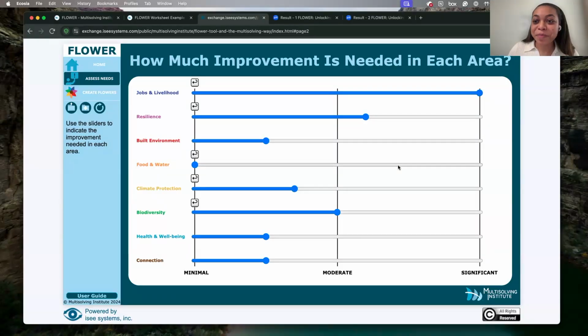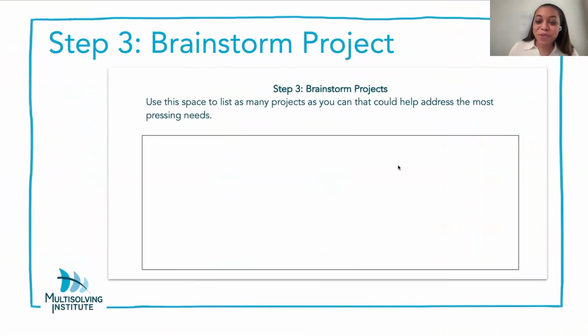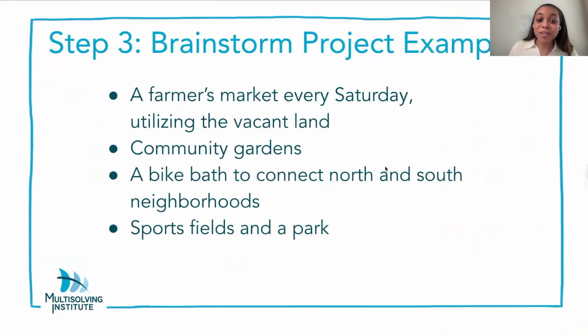Thank you for that question. Okay, for the sake of time, we are going to pause our brainstorming just for a moment, and I'm going to share an example. In the city of Greenfield, a couple of the brainstorming projects that the different stakeholders came up with were a farmer's market every Saturday to utilize the vacant land, community gardens, and a bike path to connect the north and the south neighborhoods, or a sports field and a park.